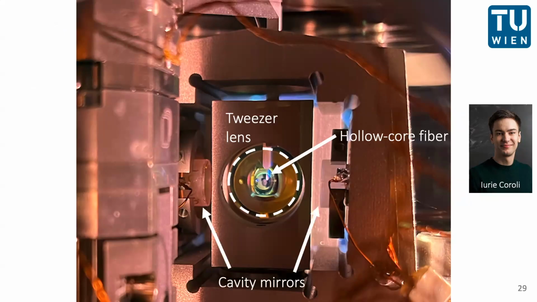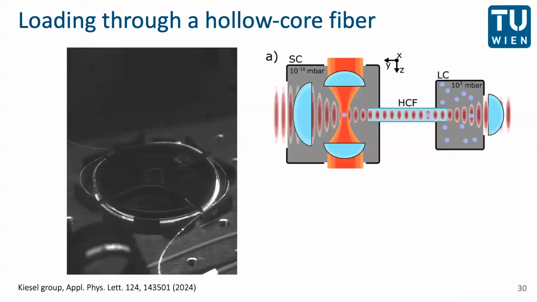And you have two cavity mirrors forming a high finesse cavity that is near concentric. So it's actually close to the instability regime of the cavity itself. And now we are able to really bring the particles through these hollow core fibers. So this is our scientific chamber.